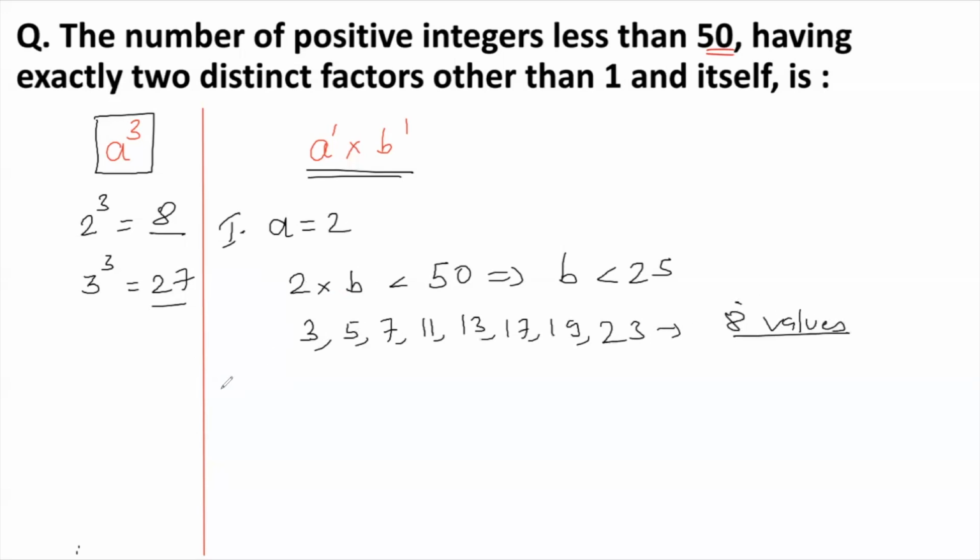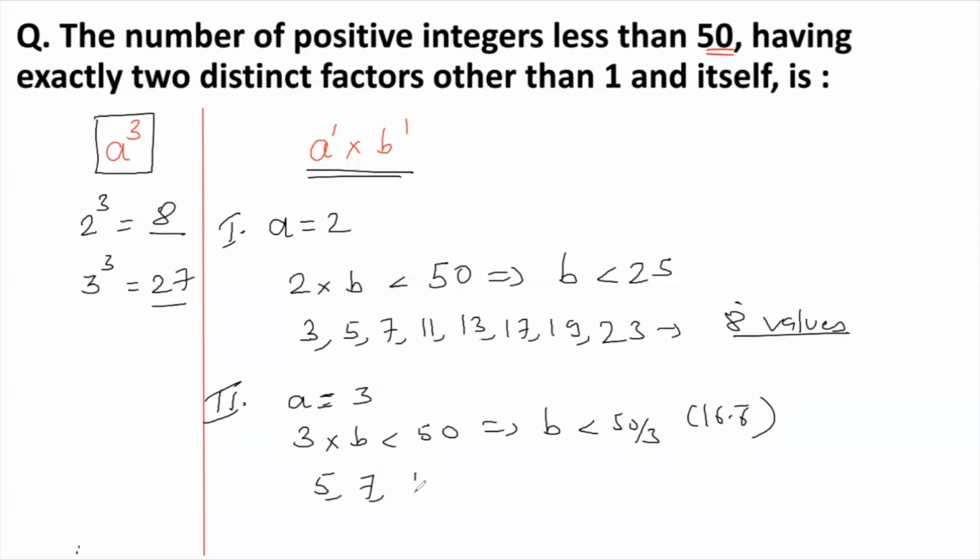This is the first case. Now, second case, guys, let's take a equal to 3. If you take a equal to 3, then 3 into b should be less than 50. That should give you b less than 50 by 3. 50 by 3 is what? 16.66 recurring. So b has to be any prime number less than 16.66 and more than 3, because it cannot be equal to 3 also. So b can be 5, 7, 11, and 13 as well. So there are 4 such values, right?